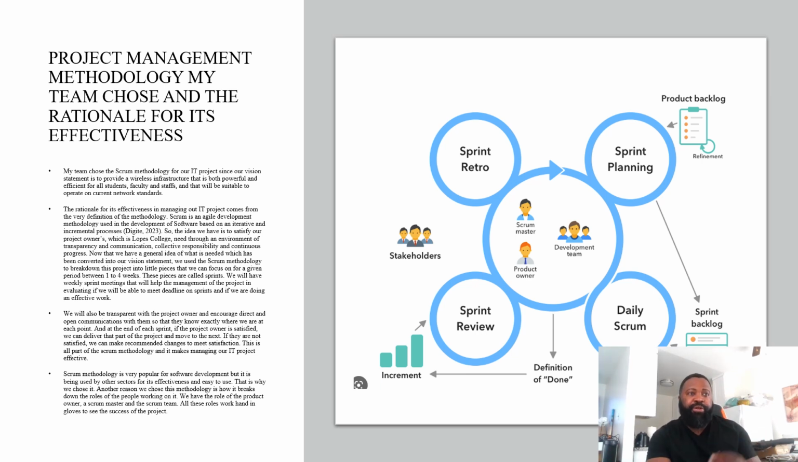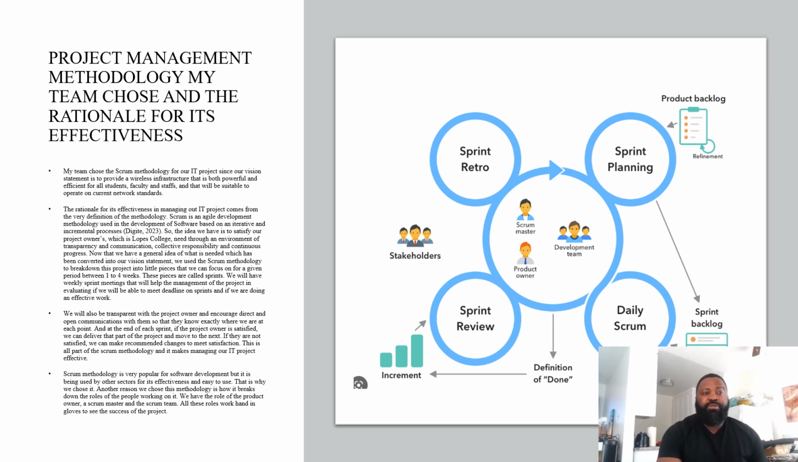At the end of each sprint, if the project owner is satisfied, we can deliver that part of the project and move to the next. If they are not satisfied, we can make recommended changes to meet satisfaction. This is all part of the Scrum methodology, and it makes managing our IT project effective, which is one of the rationales why we chose this methodology. Scrum methodology is very popular for software development, but it's being used by other sectors for its effectiveness and ease of use. That is why we chose it.